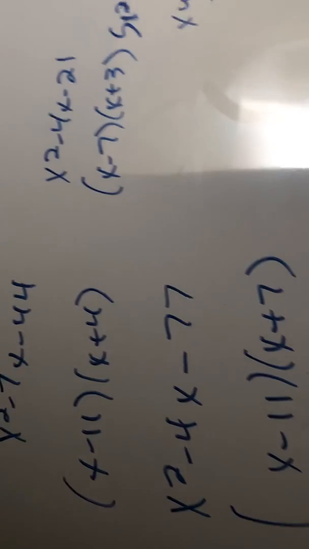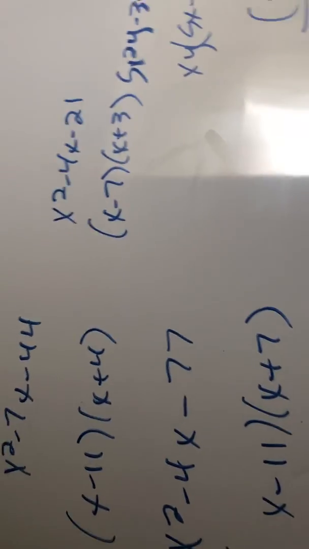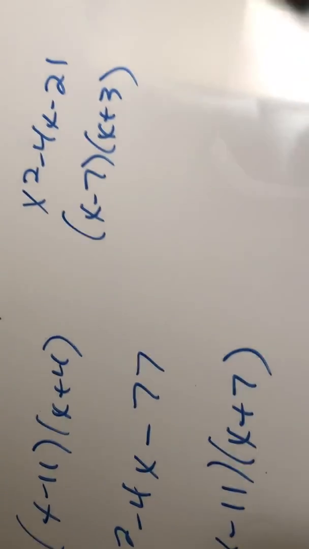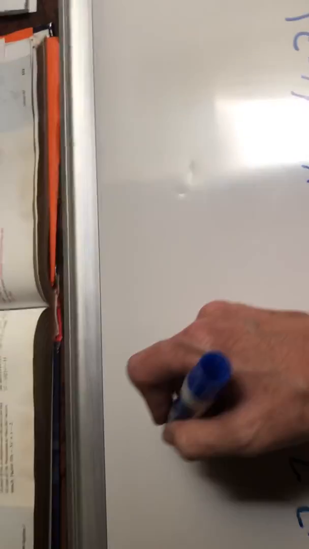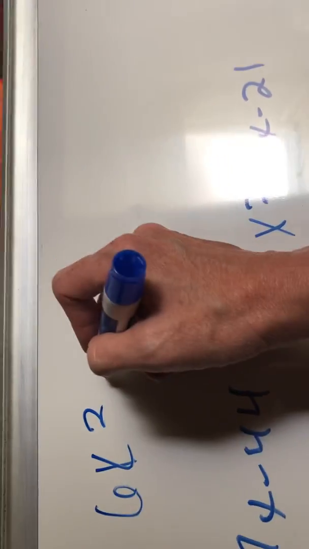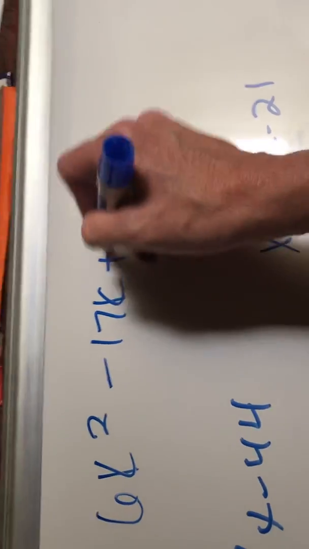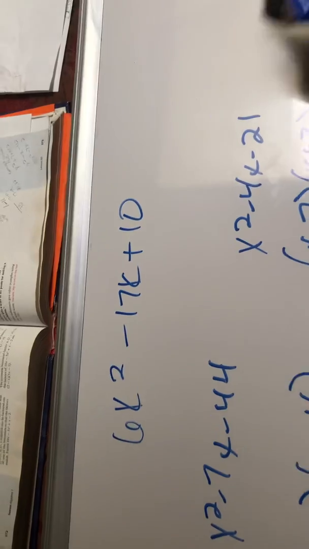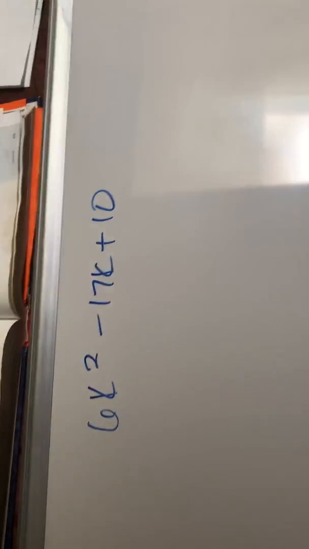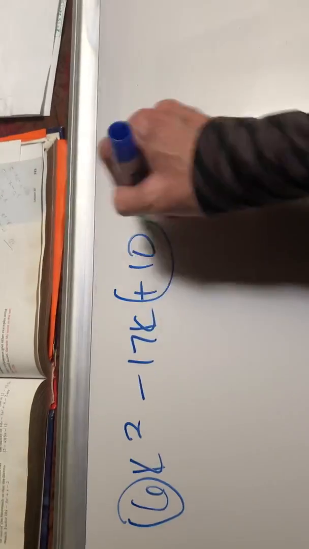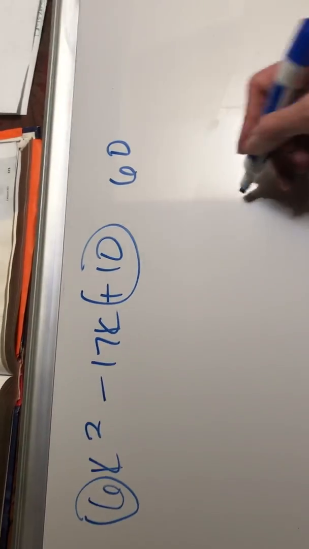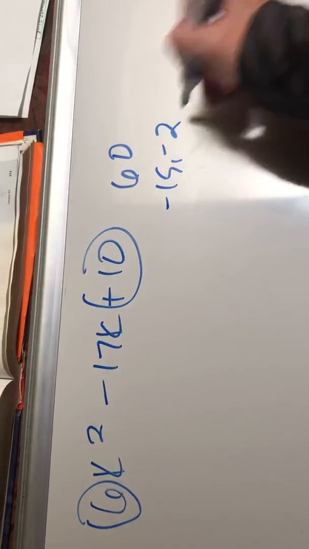So on these, don't use factor by grouping. That's the old type of factoring. So do it the old way. And then when you see something like this, 6k squared minus 17k plus 10, you have to do the factoring by grouping. You have to do that advanced factoring where you do 6 times 10 and you get 60. And you want the factors of positive 60 that give you negative 17, which are negative 15 and negative 2.